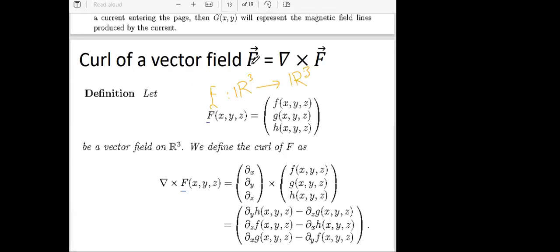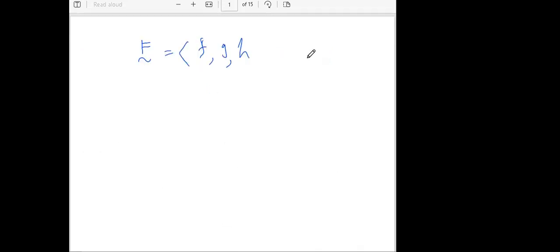Now we are going to talk about the curl of a vector field. Curl of a vector field is given by the cross product of the gradient operator and the field itself, right? So let's try to compute that. The gradient operator, what is that? It is a vector operator.